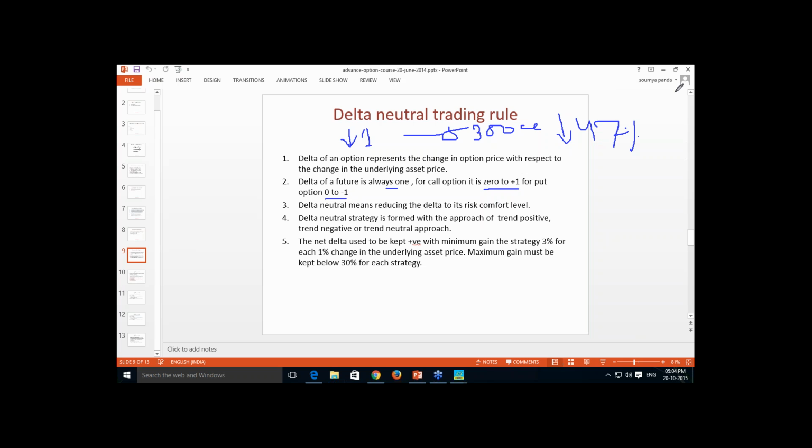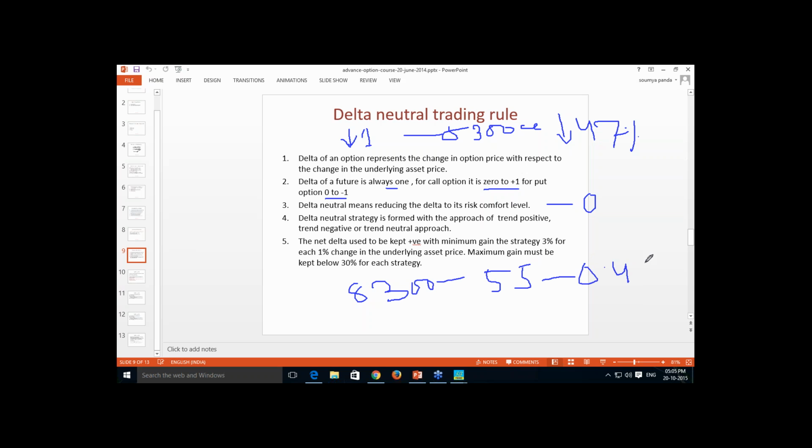And what does delta neutral mean? Whenever we are forming any strategy from a delta neutral perspective, neutral doesn't mean that delta should be 0. Neutral means you need to reduce the delta effect to a level which is comfortable to you. Suppose I am just buying an 8,300 call option currently quoting at 50 or 55 rupees, and its delta is 0.47.